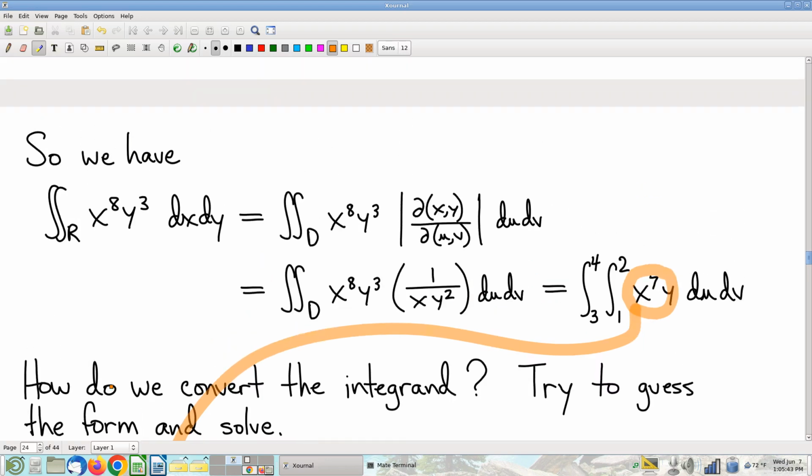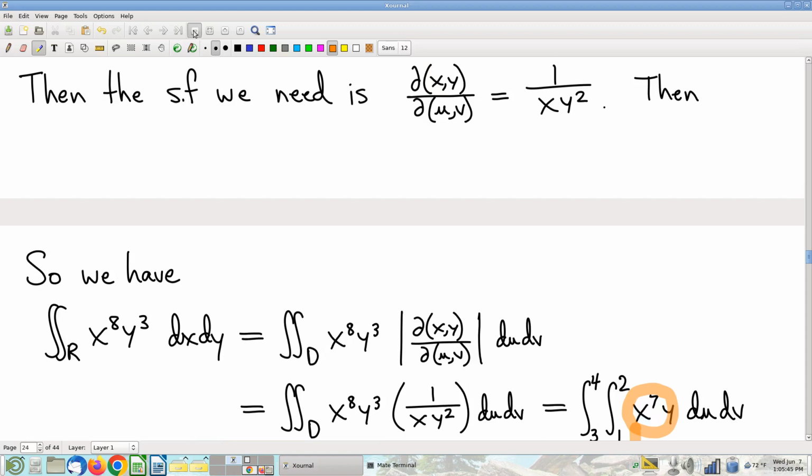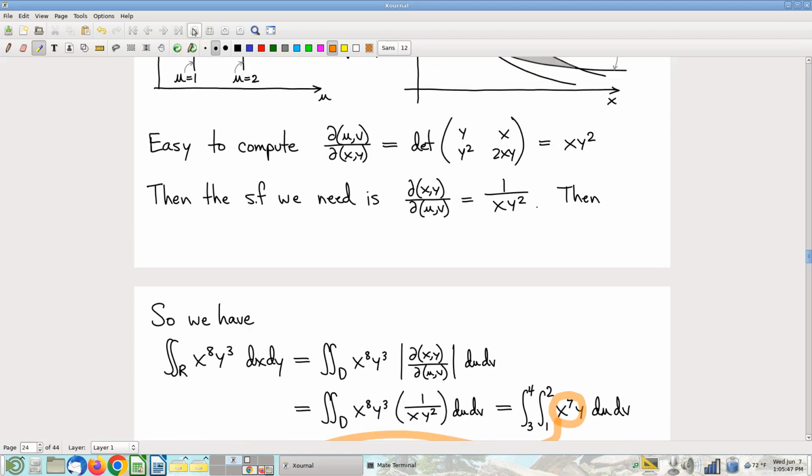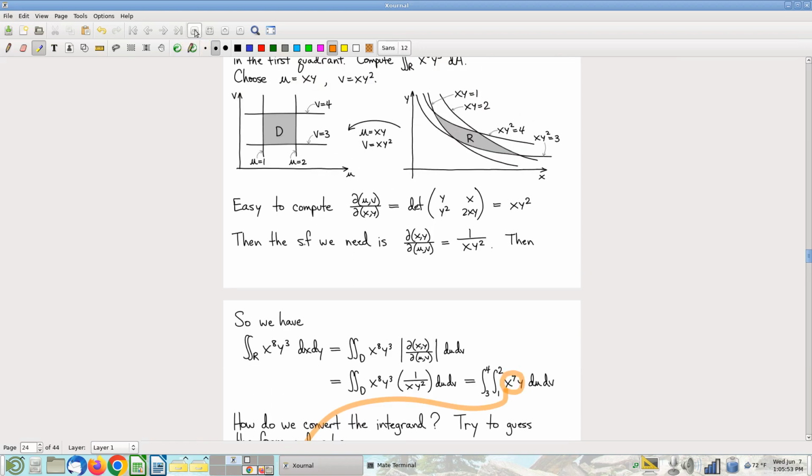Awkwardly then, what do I need it in terms of? I need to figure out how to write x to the 7th y. Oh man, I need to zoom out one more. In terms of u and v, which are these things. So let me say this all together a different way.